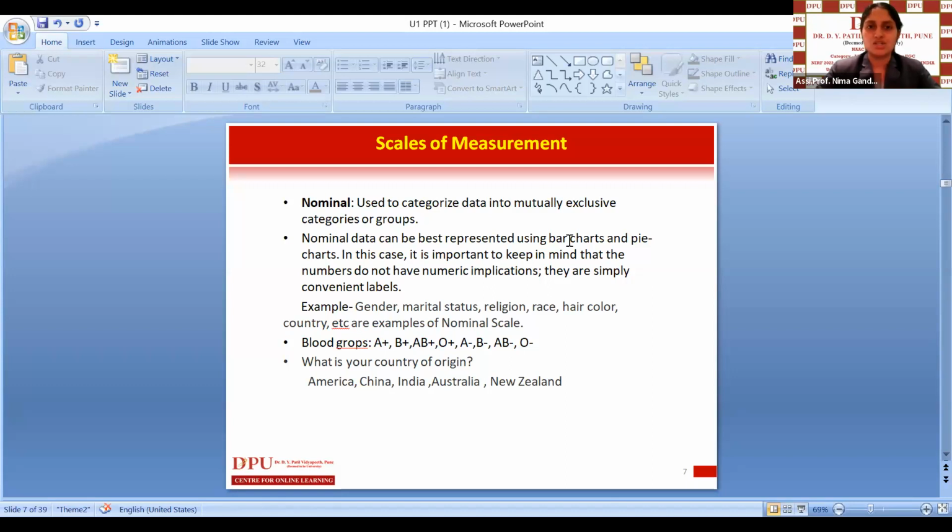In nominal measure, we categorize the data into mutually exclusive categories or groups. So you just want to bifurcate the data according to different categories which you cannot order. For example, blood group, country of origin, or your state, any non-numerical data. Just learn one more thing about the ordinal data, then you will come to know more about the difference between nominal and ordinal.